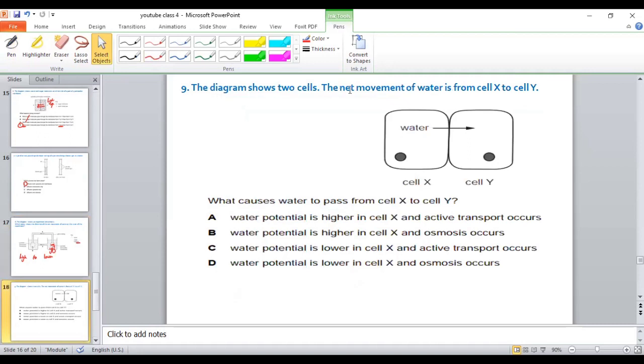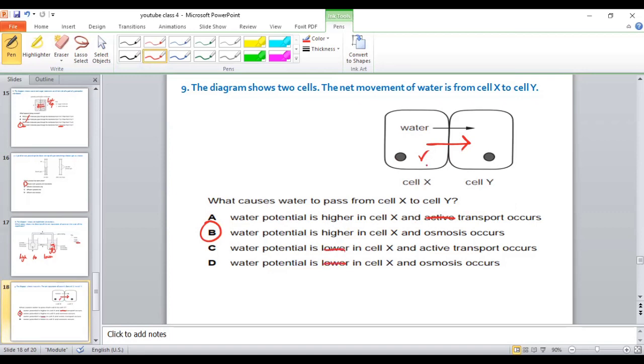Now the diagram shows two cells. The net movement of water is from cell X to Y. Okay, water is moving from cell X to Y. Then its water potential is higher in cell X, and active transport, no. Active transport is not possible. Water potential is higher in cell X and osmosis occurs, yes. Option B is the right answer.